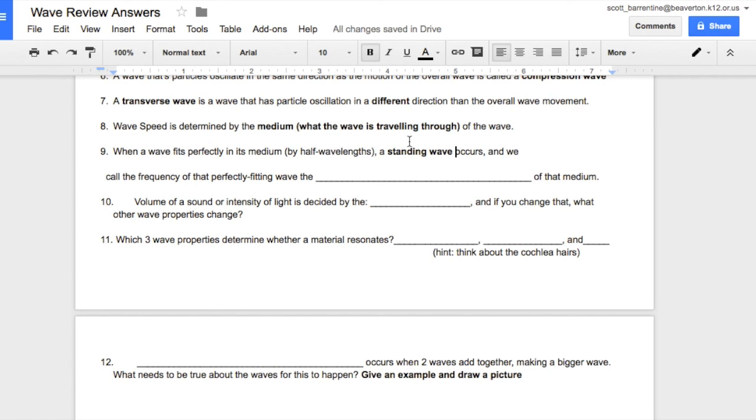So when a wave fits perfectly in a medium, a standing wave occurs, and we call that frequency the resonant frequency of the medium.